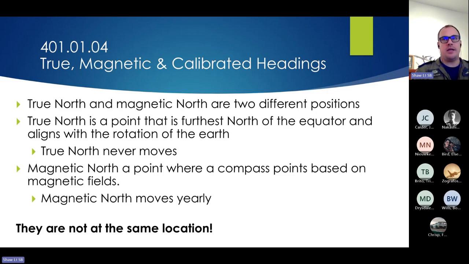Easiest way to remember it: your compass measures the magnetic field, right? So magnetic north relates to your compass, and it moves all the time. True north always stays the same. Most of the time, true north is what our maps are based on. Any questions on true north and magnetic north?